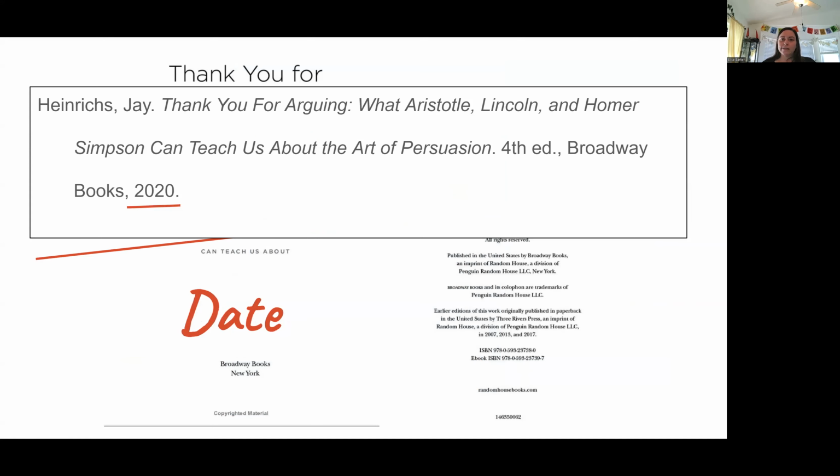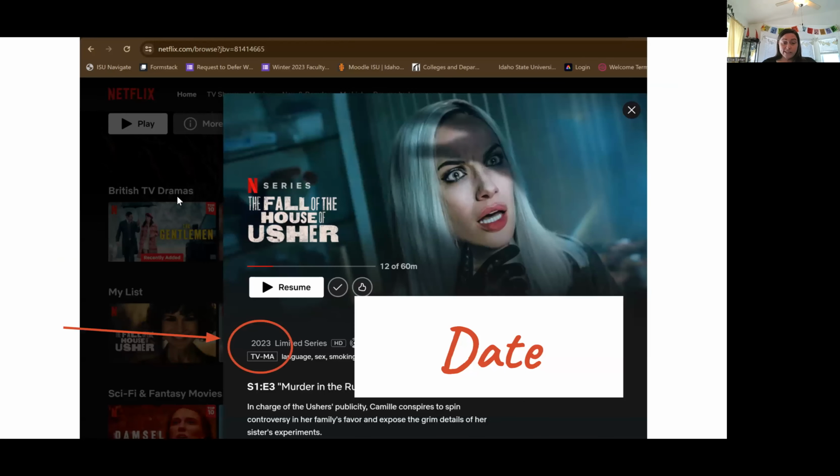Here, it'll look like this. We have our publisher, Broadway Books, comma, and date. In this case, it's the last entry, so you can see that I've gone ahead and put a period there. And frequently, it will be the last piece of your citation.